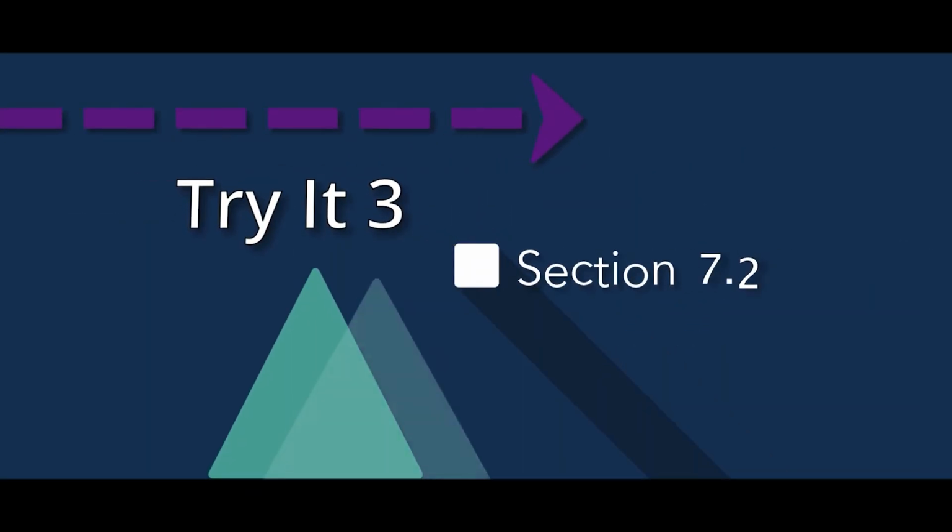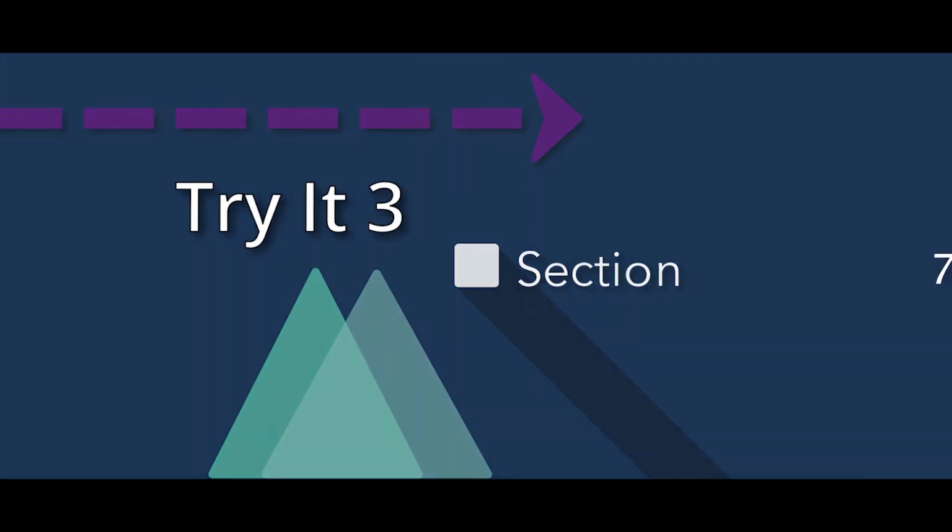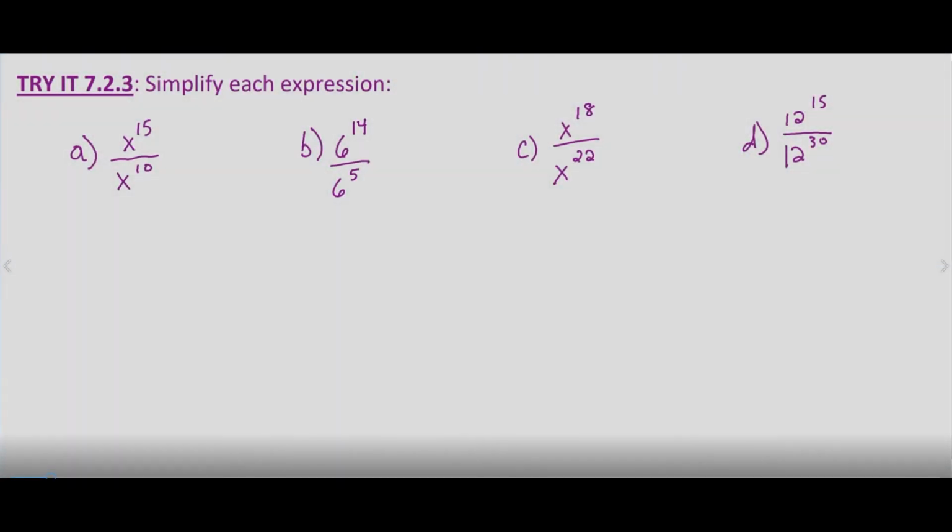So we've looked at the product property for exponents. When we have the same base and we're multiplying the terms, we add the exponents. Now we're looking at the quotient property for exponents.